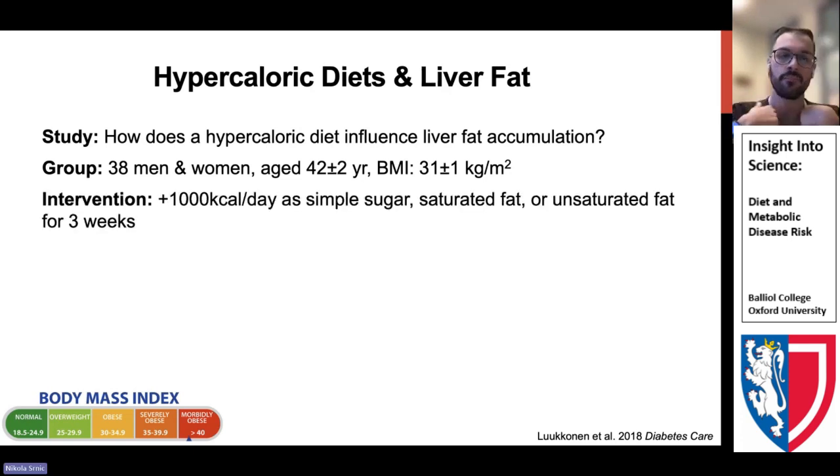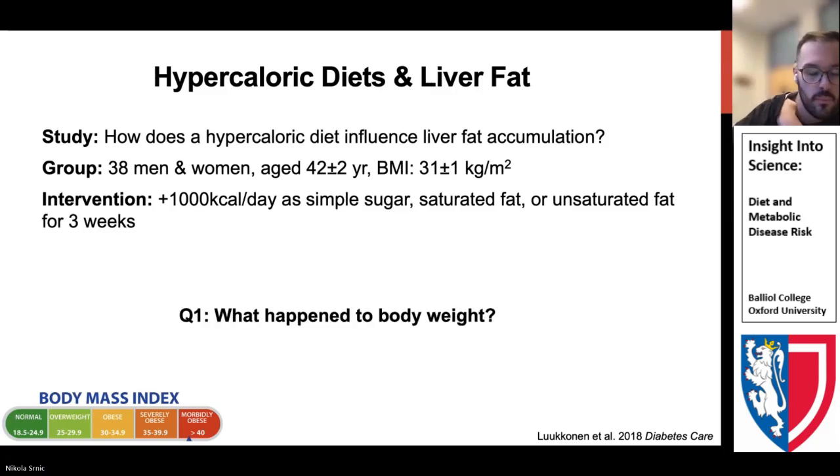In this study, for 3 weeks, they overfed each person 1,000 extra calories a day. We need about 2,000 to 2,500 calories a day, so it's a pretty big increase. In one group, all the extra calories came from sugars. In a second group, all the extra calories came from saturated fat. And in the third group, all the extra calories came from unsaturated fat. So again, what do you think happened to body weight? Did it go up, down, stay the same? And was there a difference between groups?